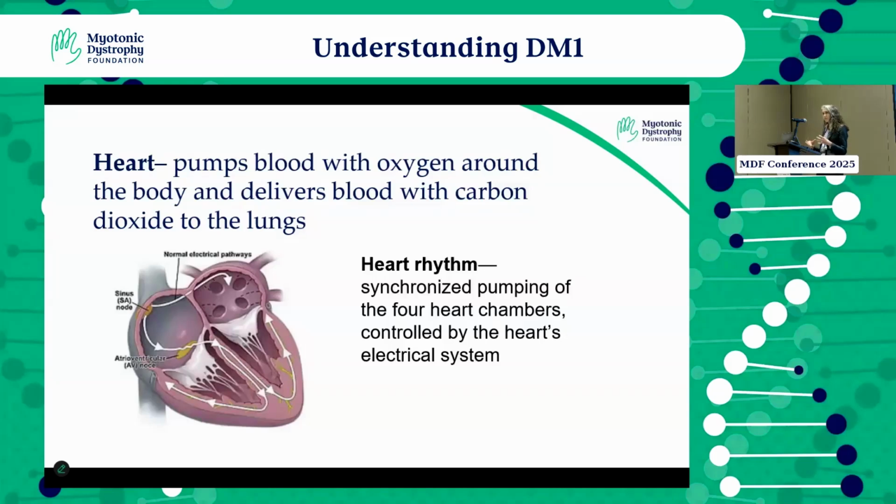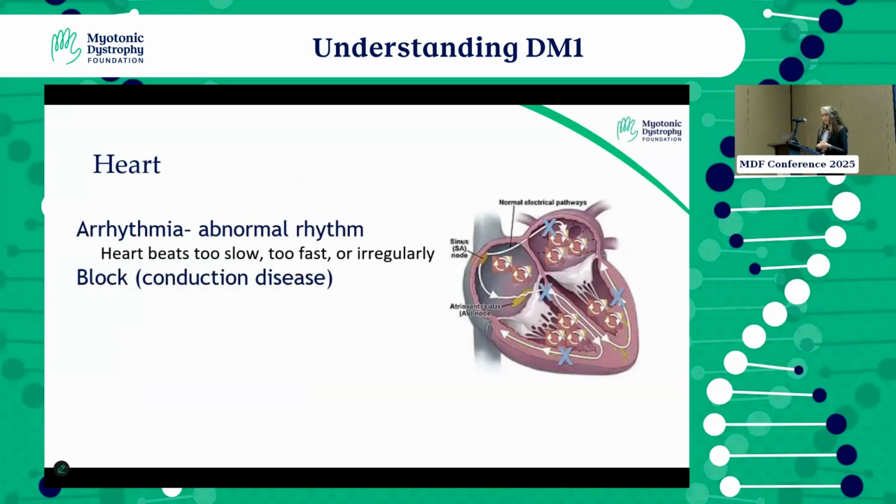The heart is very dependent on its rhythm. This rhythm needs to be very synchronized, and that allows for appropriate pumping of all four chambers of the heart. And this is controlled by the heart's own electrical system. So looking at this diagram, we've cut the heart in half, and you can see the four separate chambers here that all need to pump well together. In myotonic dystrophy, there can be arrhythmias, which are abnormal rhythms of the heart. Either the heart beats too slow or too fast or irregularly. There can also be block, where that electrical signal does not get through the entire heart. And oftentimes you will hear that referred to as conduction disease of the heart.